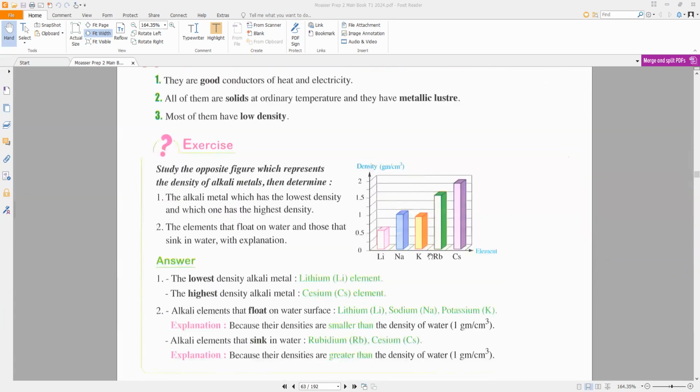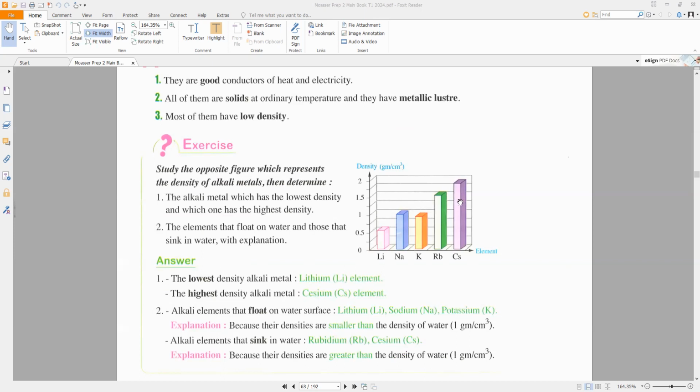As we move in group 1A from lithium to cesium, this is their density. Scientists measure their density and put them in a figure or graph to study it. As we see in this graph, lithium has the least or smallest density. Then potassium, then sodium, then rubidium and cesium.